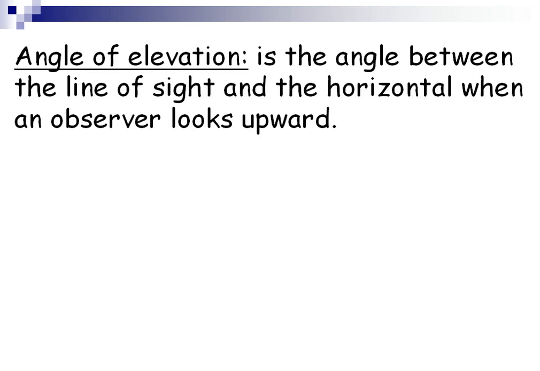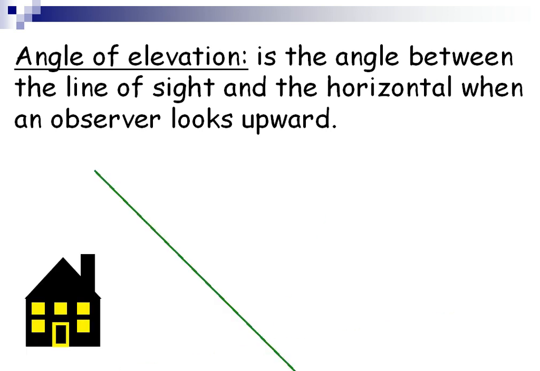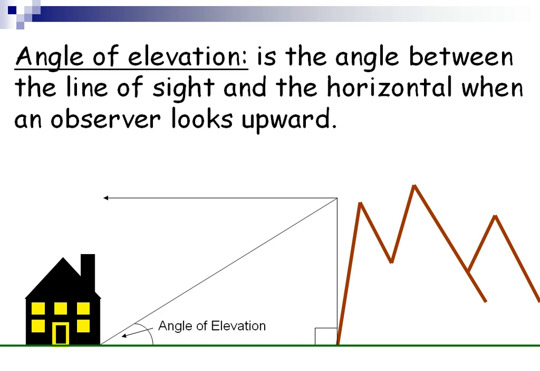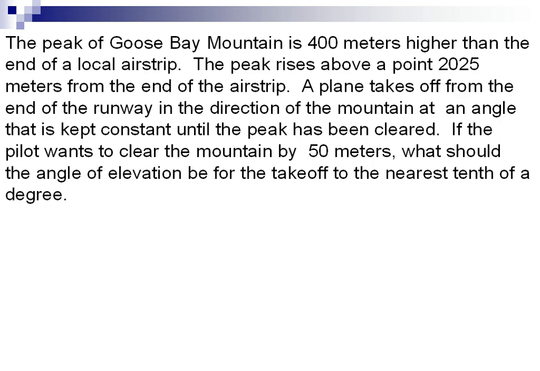Angle of elevation is the angle between the line of sight and the horizontal when an observer looks upward. So here's an example of what we're talking about. Say someone's standing at their house looking up at a range of mountains. The angle of elevation is the angle that their line of sight makes against the horizontal, or ground, where they stand. As you can see, there's the angle of elevation right there. Line of sight right there.